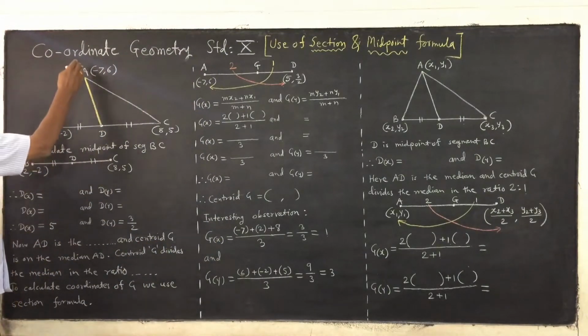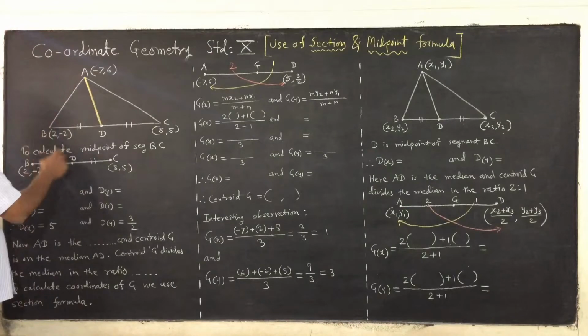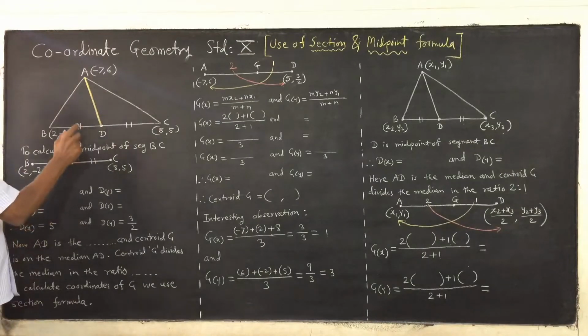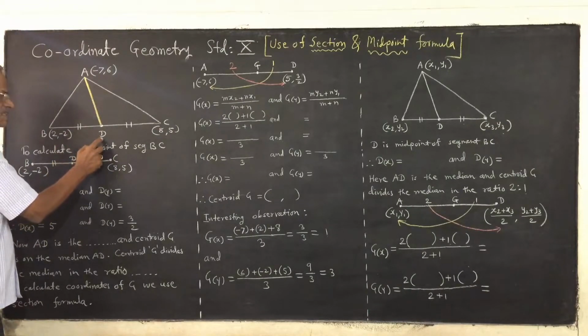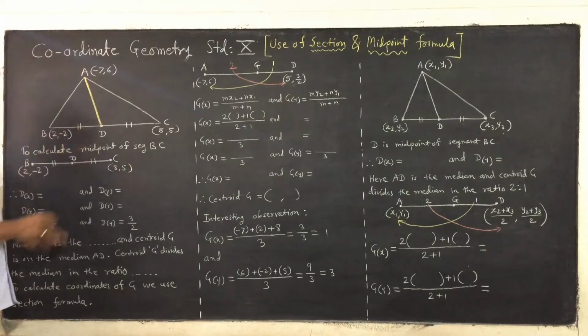3 points are given: A, B, C. They are non-collinear points, the vertices of a triangle. Coordinates are given. So the first question we prepare: what is the midpoint? It is D there. Let us find out. Let us calculate the coordinates of point D.